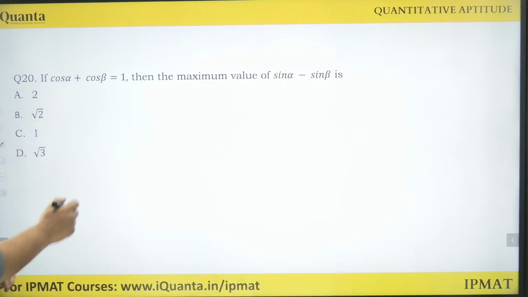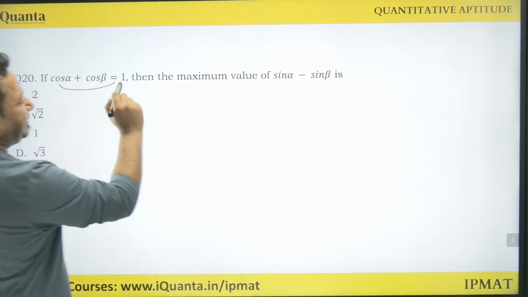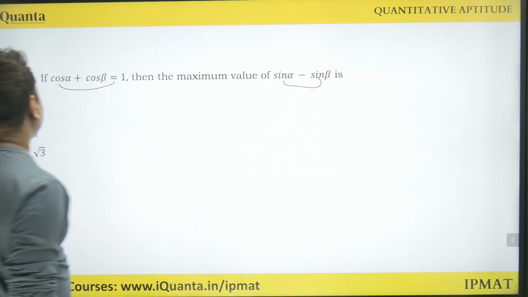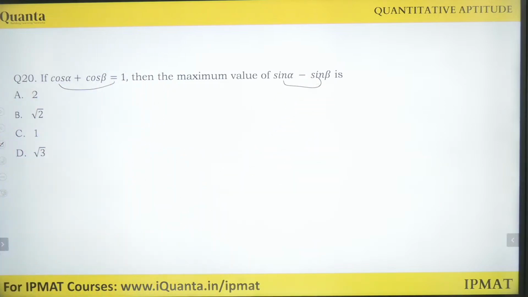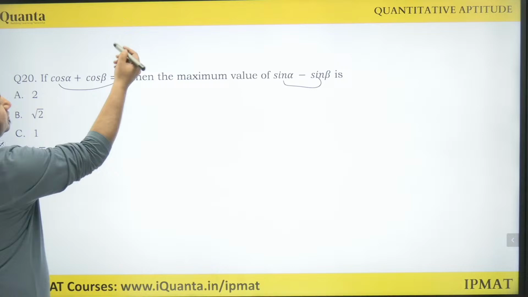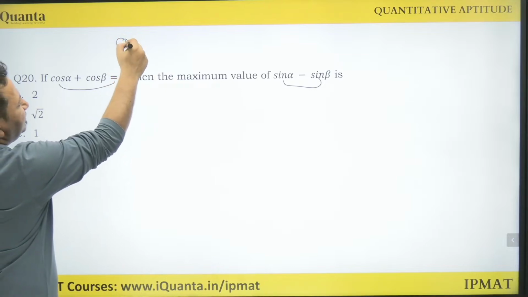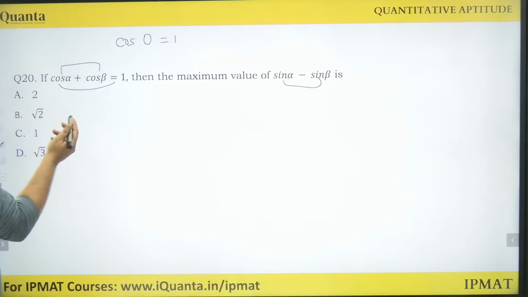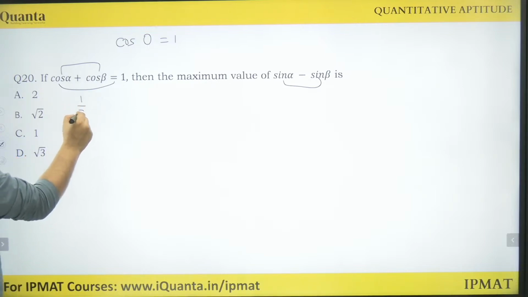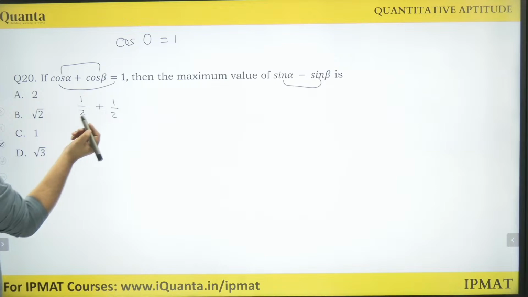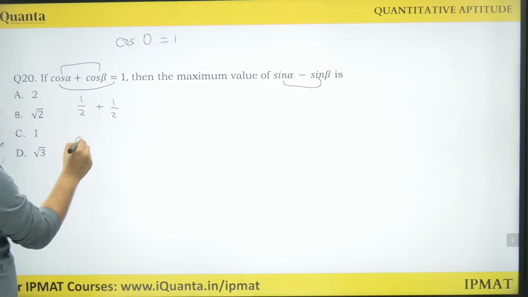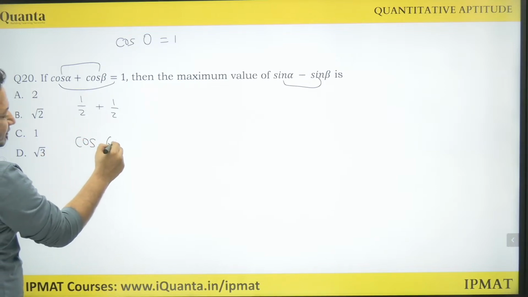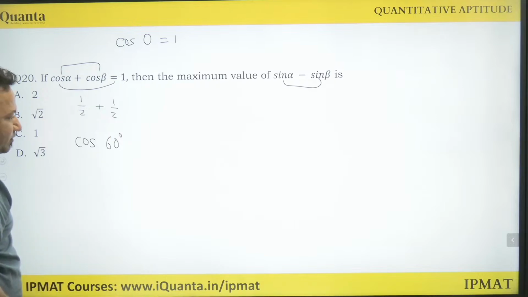If cos alpha plus cos beta is equal to 1, then the maximum value of sin alpha minus sin beta is what? Okay, 1. At what value do I get cos 1? Cos 0 is 1, right? But here it is the sum of these two. So the best way possible is to have equal values, that is 1 by 2 and 1 by 2. When do we get 1 by 2 for cos? It will be at cos 60, right? Cos 60 is 1 by 2.